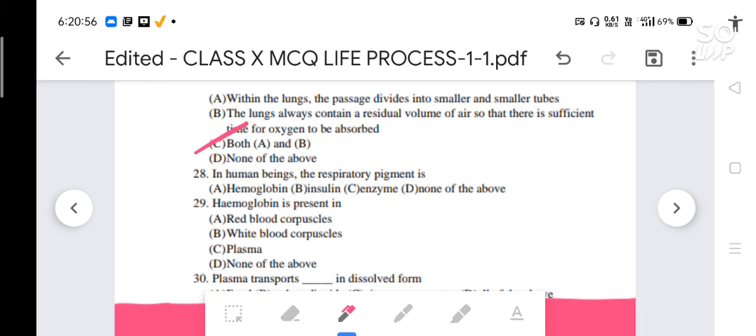In human beings, the respiratory pigment, means human beings contain a respiratory pigment. The respiratory pigment which is present in our blood is insulin? No, insulin is an end product. Enzyme also no. So the correct option is hemoglobin.